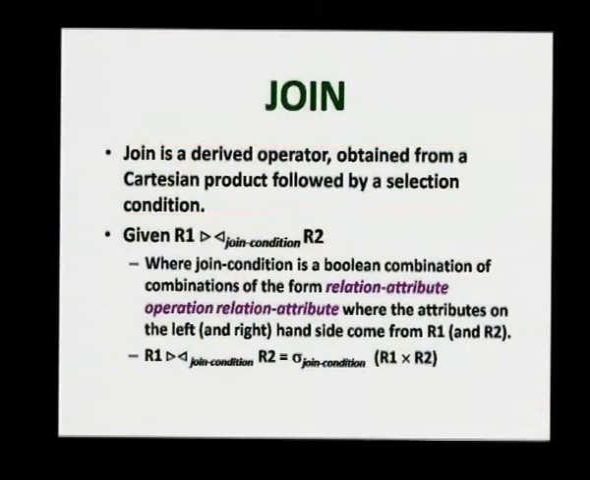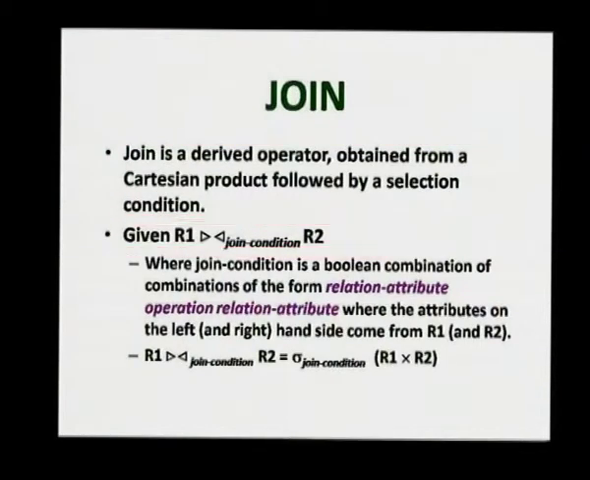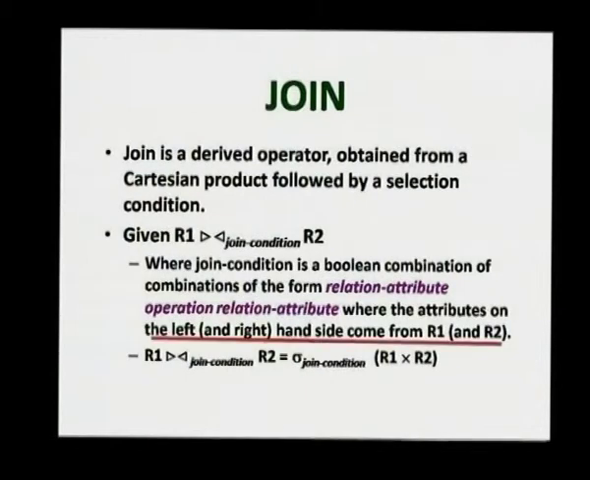Now, let us go back to join again. As I already told you, it is a derived operator and it can be obtained from a Cartesian product. Remember, we have already looked at Cartesian product followed by a selection condition. So, suppose we are given R1 join condition R2, where the join condition is a Boolean combination of the form relation attribute operation relation attribute, where the attributes on the left side come from R1 and the right side come from R2. There are different types of join operation. I am defining a general join operation.